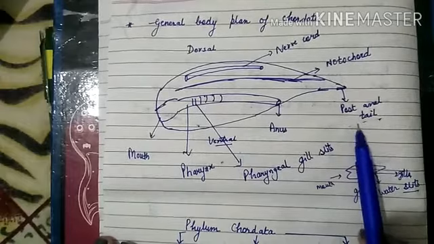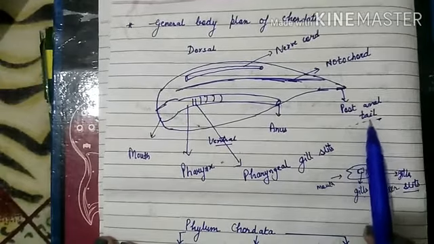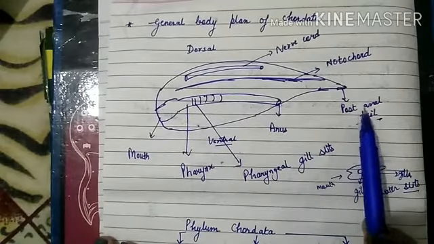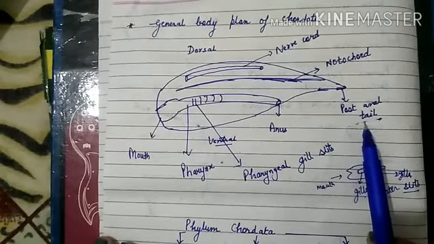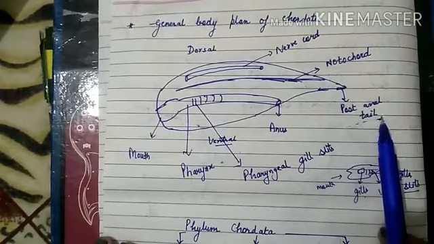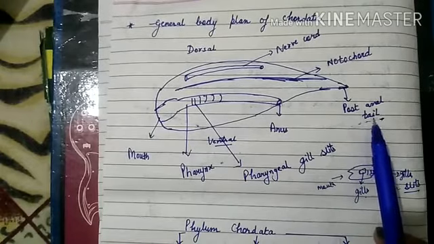So this is a very unique feature of chordates. In chordates, a post-anal tail is present. However, in non-chordate animals there is no post-anal tail present. This is a very important feature.